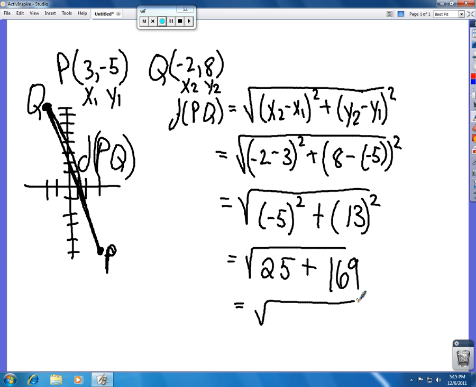Now, all we have to do is just add these two together. So it's going to be 194. And the distance overall is the square root of 194. And that's how you calculate your distance.